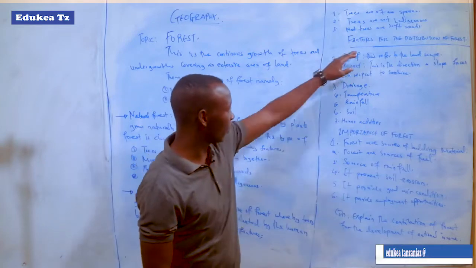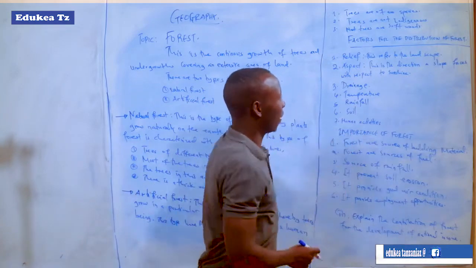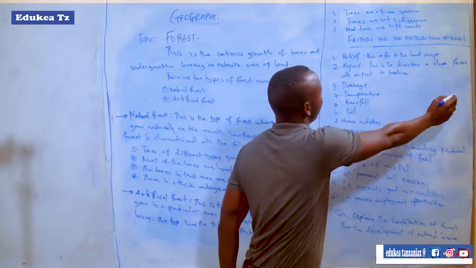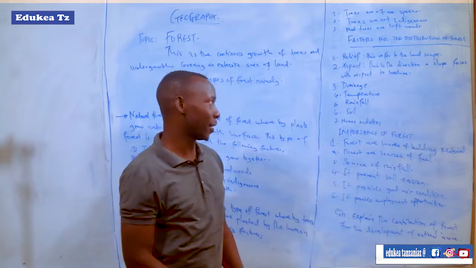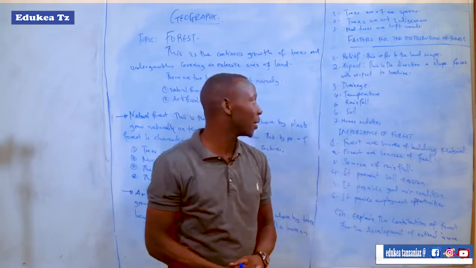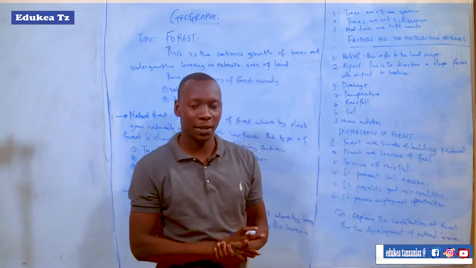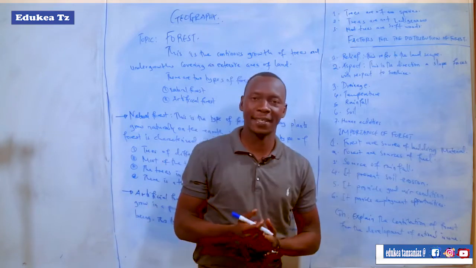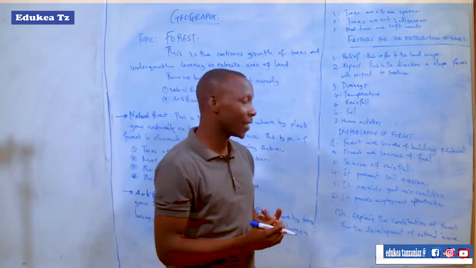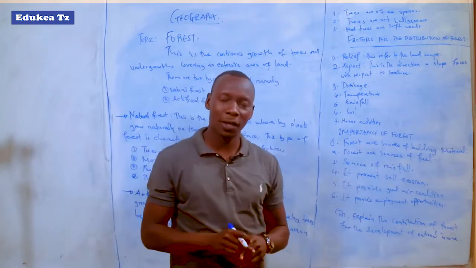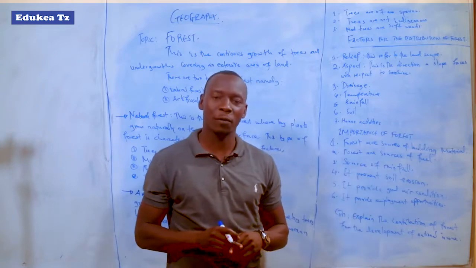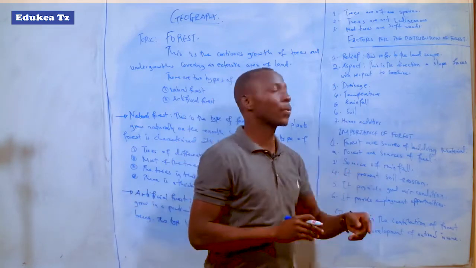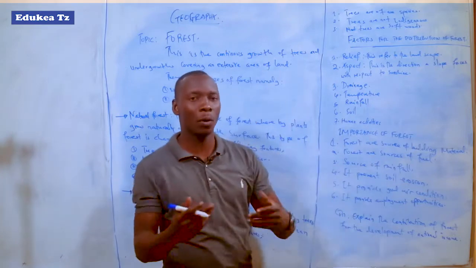So after looking at point number one, let us see point number two, the aspect. This is the direction a slope faces with respect to the sunshine. If an aspect is directed toward the sunshine, the trees will grow very well because they will get sunlight, and that sunlight leads to photosynthesis taking place for the creation of food for the trees, and hence the trees will grow very well.